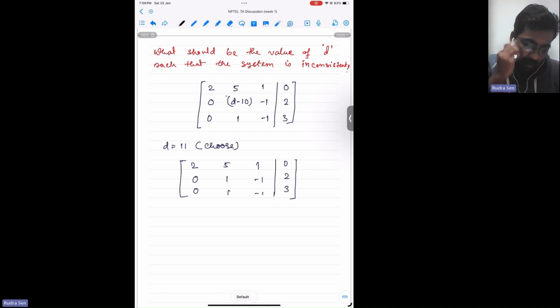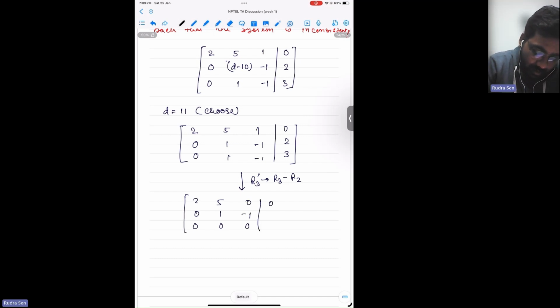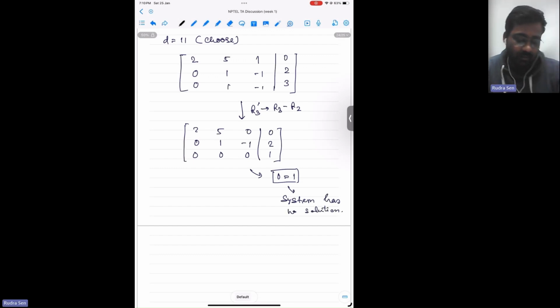Now if we do the row operation, this R3 prime is basically R3 minus R2, which is 2, 0, 0, 5, 1, 0, 0, minus 1, 0, and here we get 1. So again, we get the 0 equals 1 form. That means the system has no solution. Okay, the system has no solution.